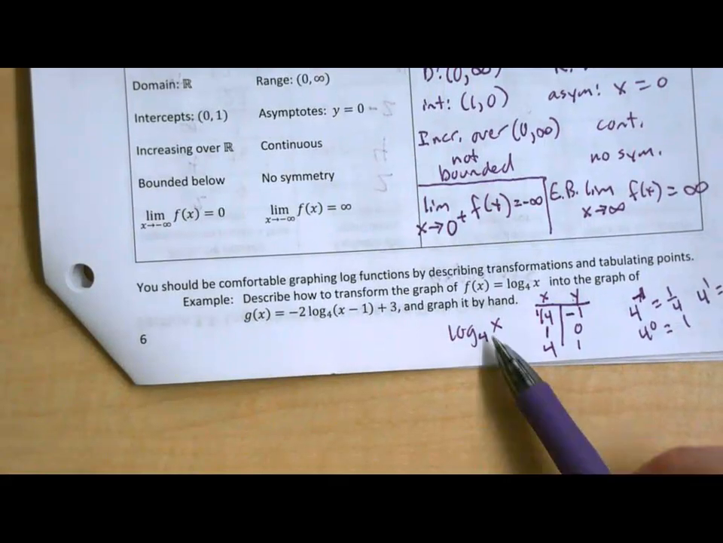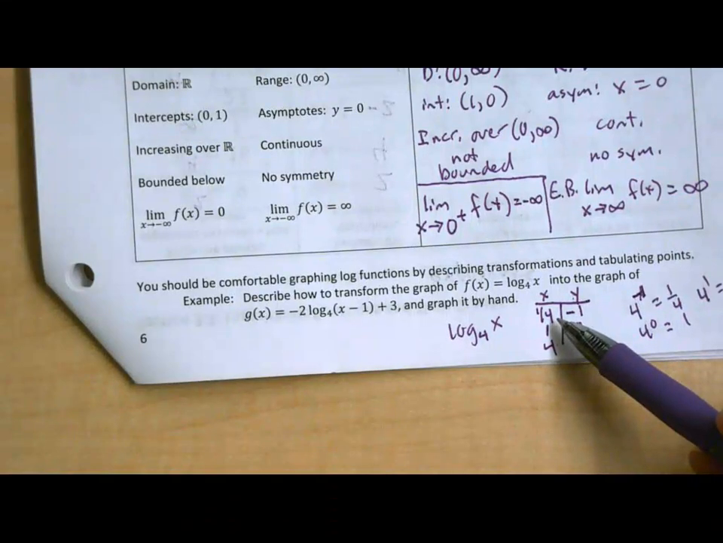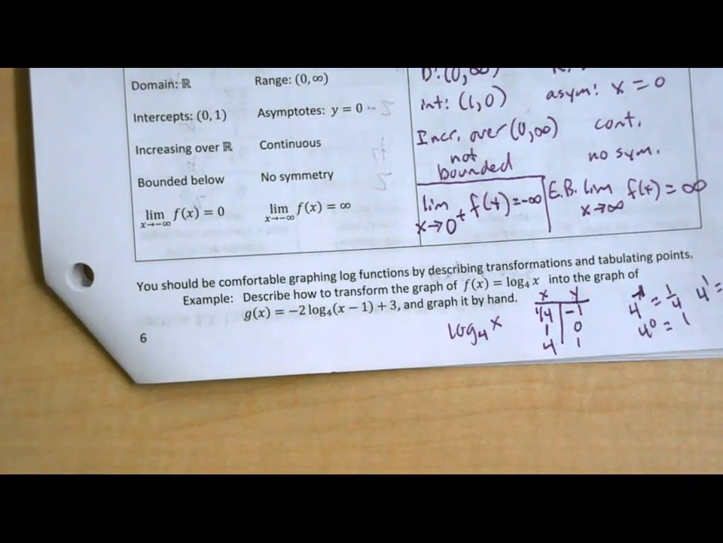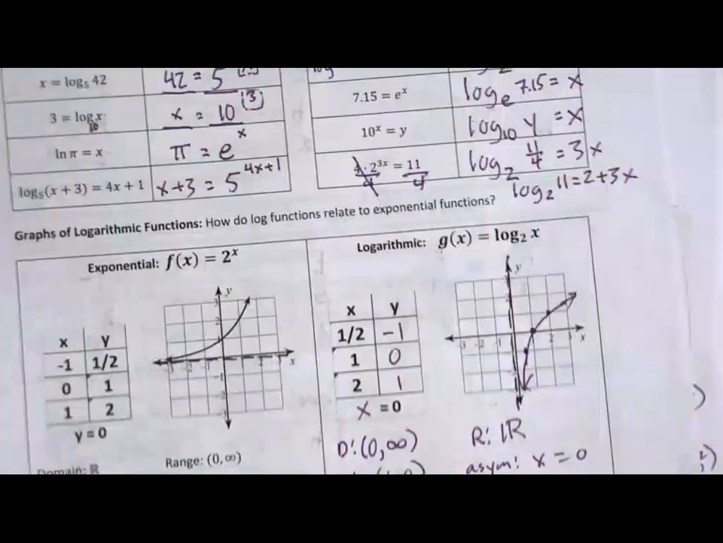Basically, whatever your base is, you're going to have 1 and that base and 1 over that base. Those will be your parent points for these. Okay. All right. Any questions? I think that's all we got for today. Let's see. Yep, that's what we're going to do when we get back. Questions?